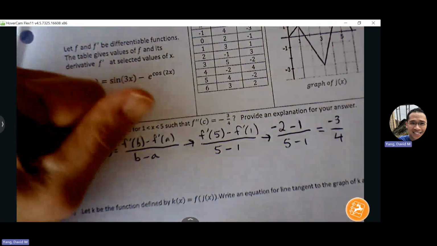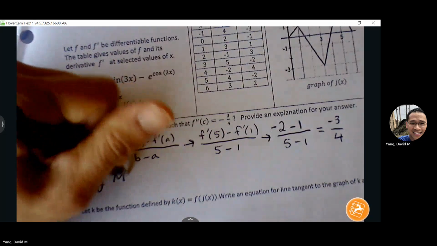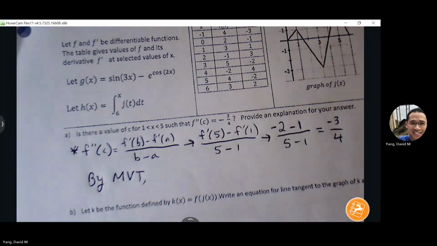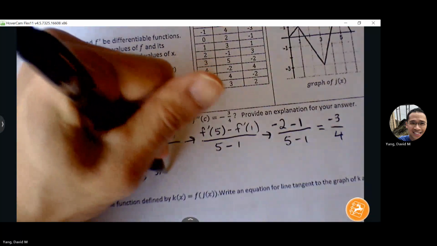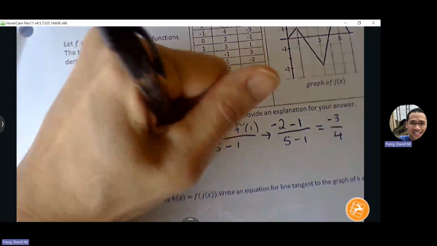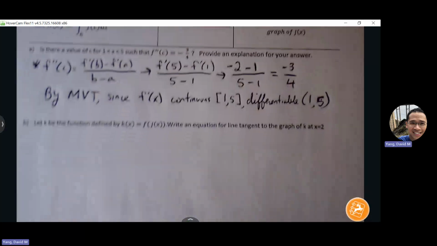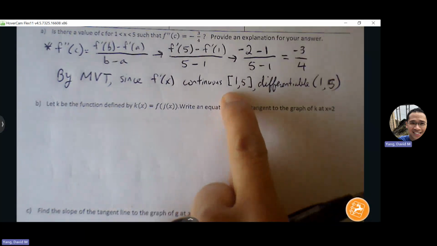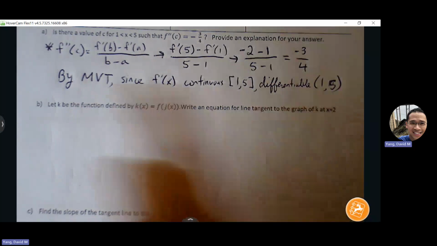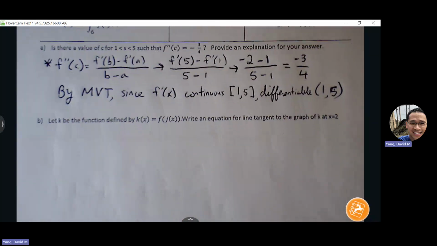So we can say by mean value theorem, since f prime is continuous and differentiable. Just as a reminder of mean value theorem: continuous on the closed interval, differentiable on the open interval.